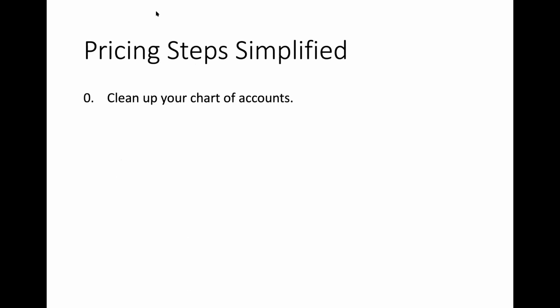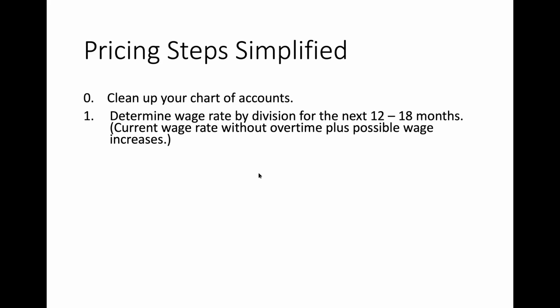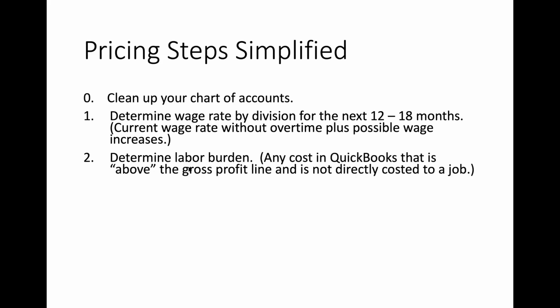So there are 6 steps. Step 0 is kind of a curious step, an optional step in terms of pricing. One is to clean up your chart of accounts. Kevin did a good job of talking to that, and the cleaner your chart of accounts is, the easier it is to see things. So we often encourage people to get their charts of accounts cleaned up so that it looks like what we showed you on those previous slides. The second step is determining the wage rate, and we're going to do that in 2 weeks. And the third step, or the second step, is determining the labor burden.